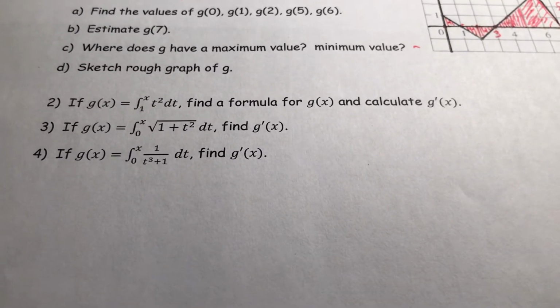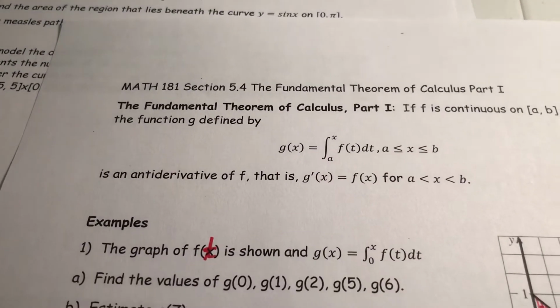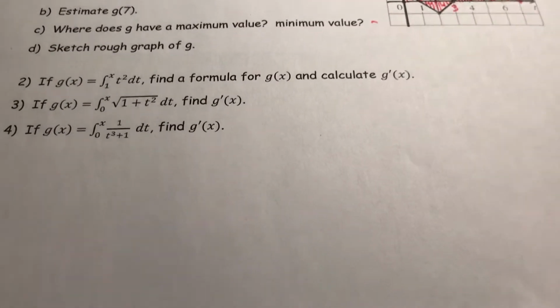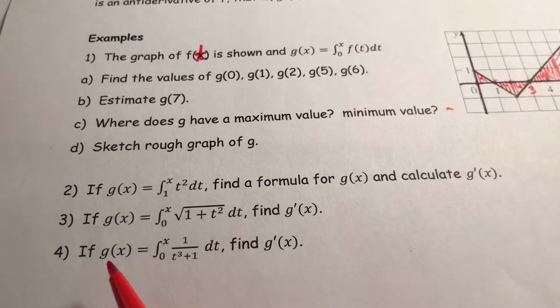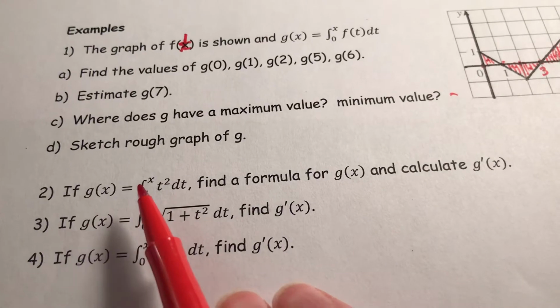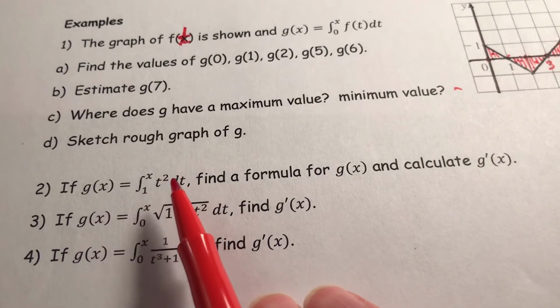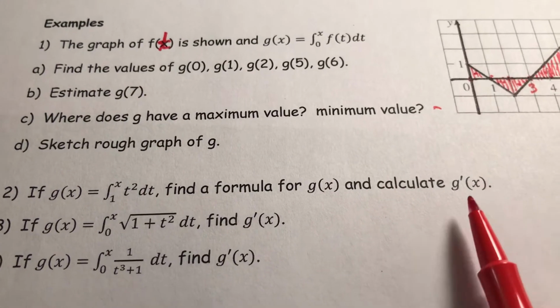One last thing in section 5.4, the fundamental theorem of calculus, is taking the derivative of an antiderivative. Number 2: if g of x is equal to the integral from 1 to x of t squared dt, find a formula for g of x and calculate g prime of x.